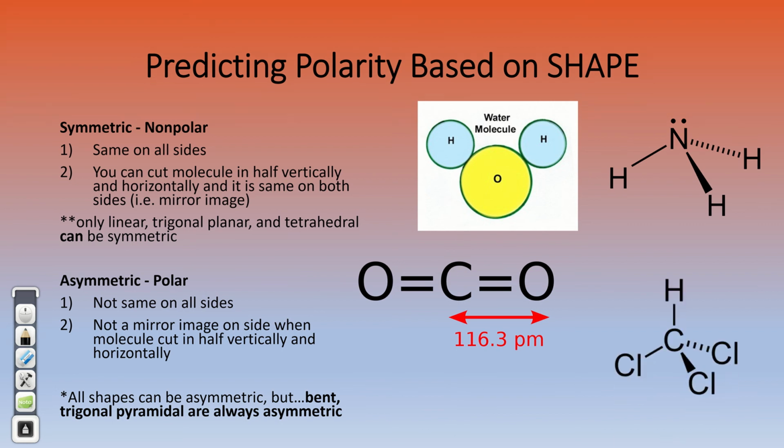This one right here is a tetrahedral. With tetrahedrals, what you do is ask, are you the same on all sides? If you answer yes, it's nonpolar. If you answer no, it's polar. One of the rules I sometimes use is you can't have two no's. You can be symmetric and nonpolar, or not symmetric and polar. You cannot have two no's.